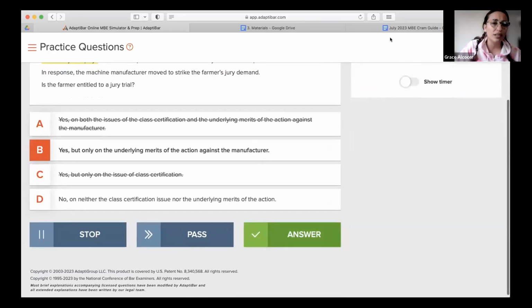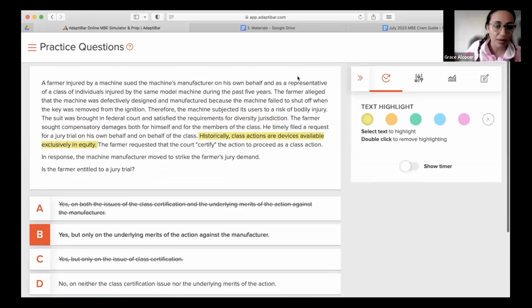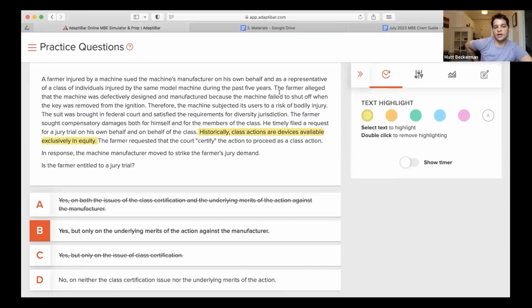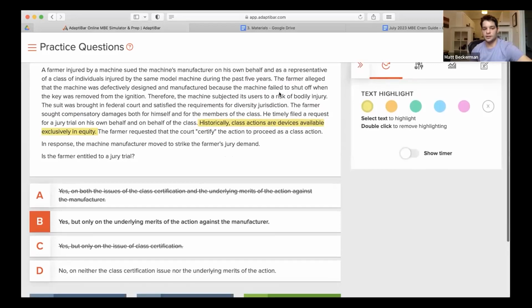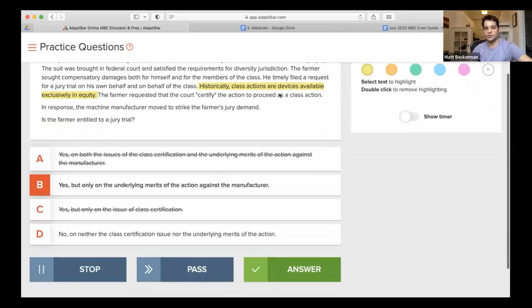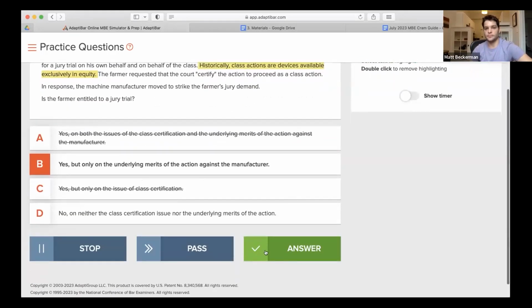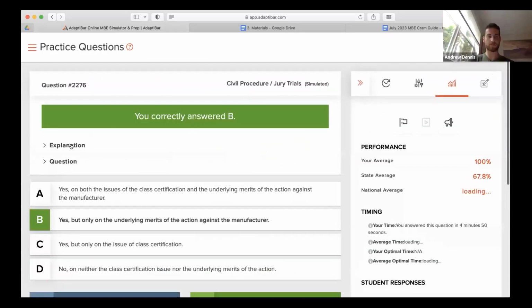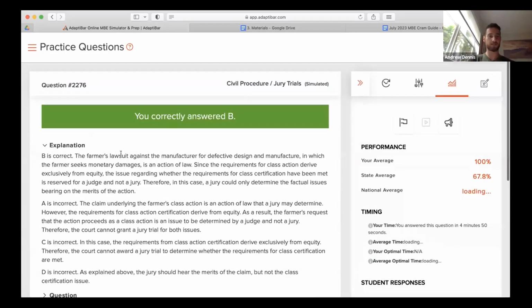I don't understand the answer choice of B, like what it means, but only on the underlying merits. What does that mean? That means the judge will decide whether there's a class in the first place, but if there is a class, then the jury gets to decide the matter of damages, and whether there's a legitimate action. Excellent. You're very good at explaining things, Matt.